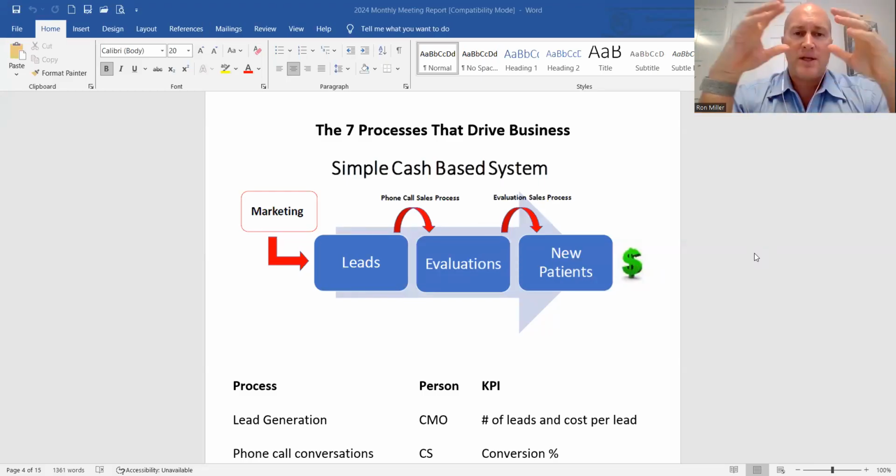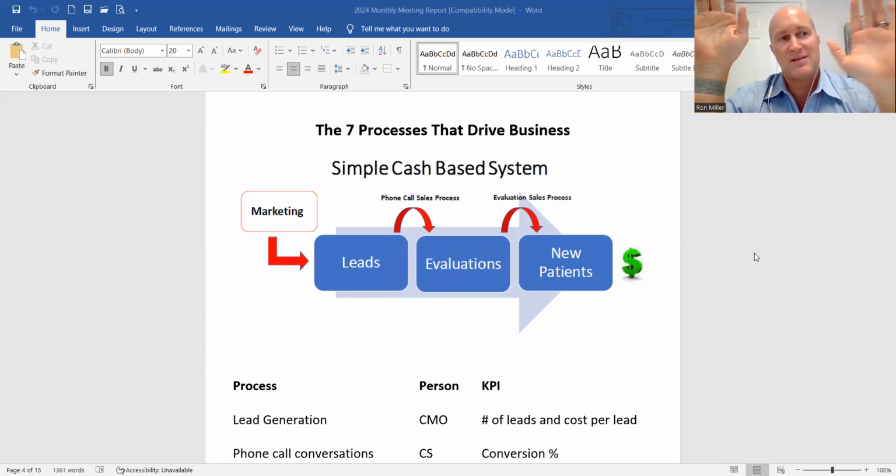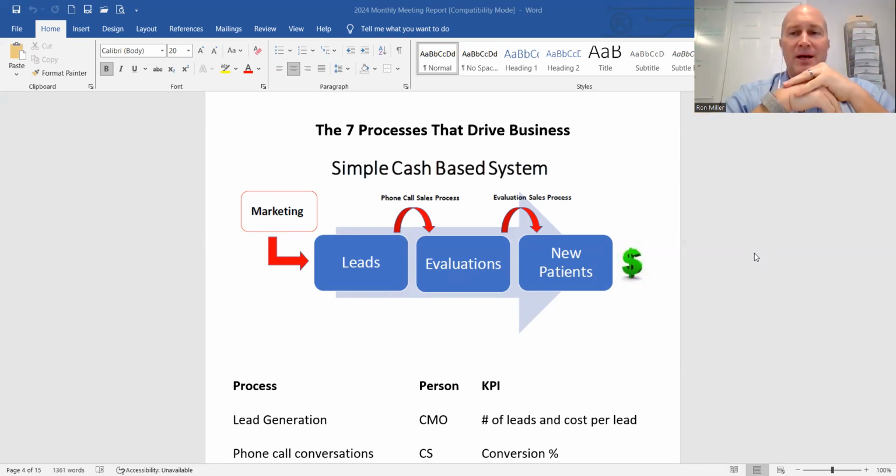So I know you guys are just in the infancy phase, but it's important to start thinking like a business owner and transition from just PT and start being like a CEO. So I have a concept of the seven drivers or seven processes that drive business.